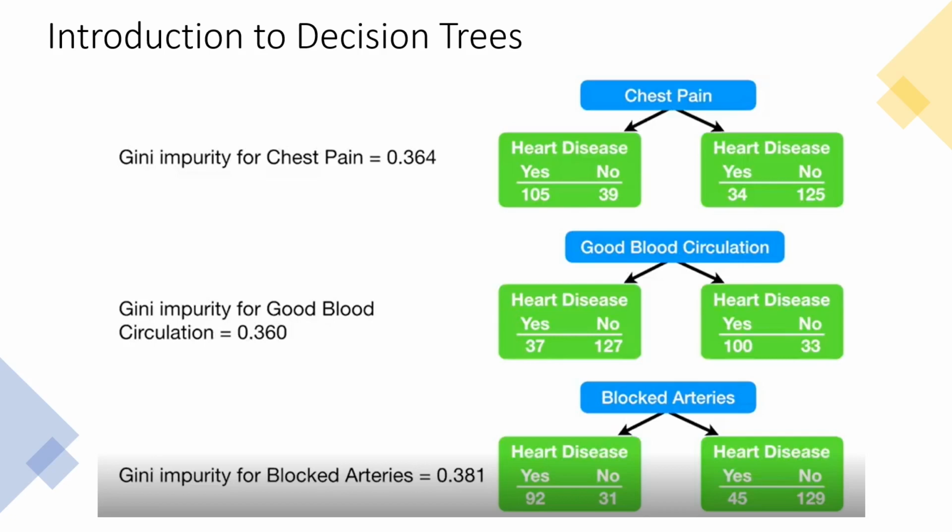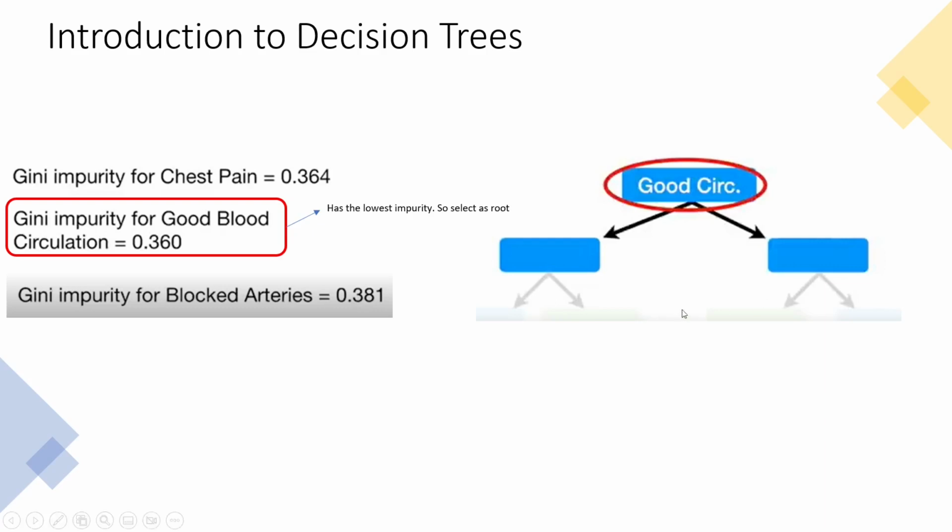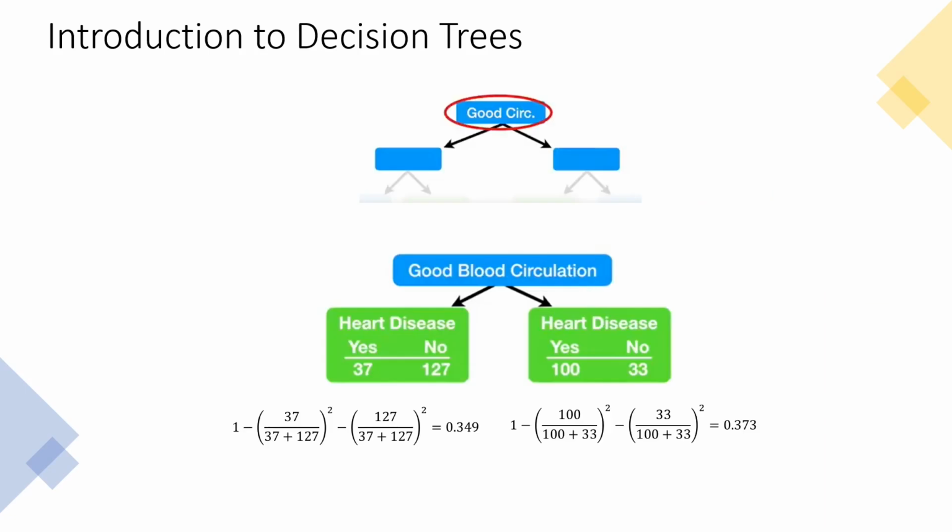Now that we selected the good blood circulation as the root, we have a tree something like this. So this is the root node. And now we need to select the left side and the right side of our tree in order to construct our tree. So let's see how we calculated the Gini index for good blood circulation. That's basically the Gini index for this leaf node, and this is the Gini index for this leaf node. And we know how to use these two Gini indexes in order to calculate the Gini index for good blood circulation.